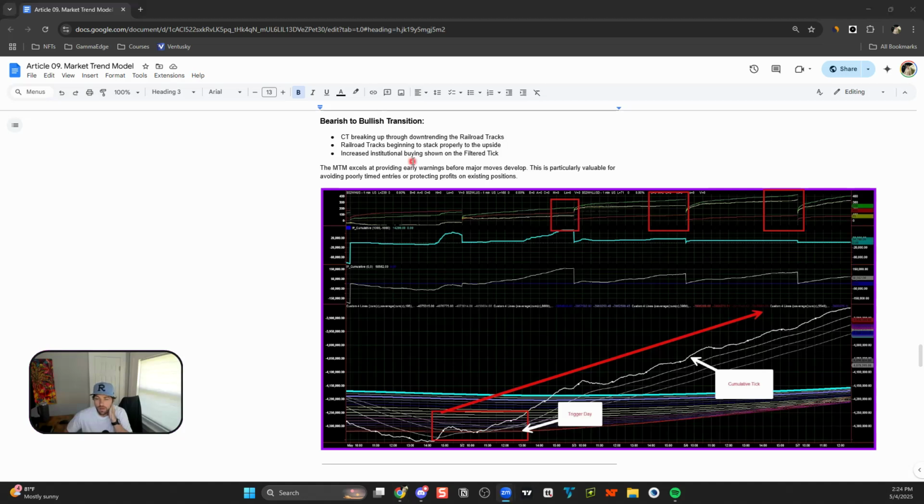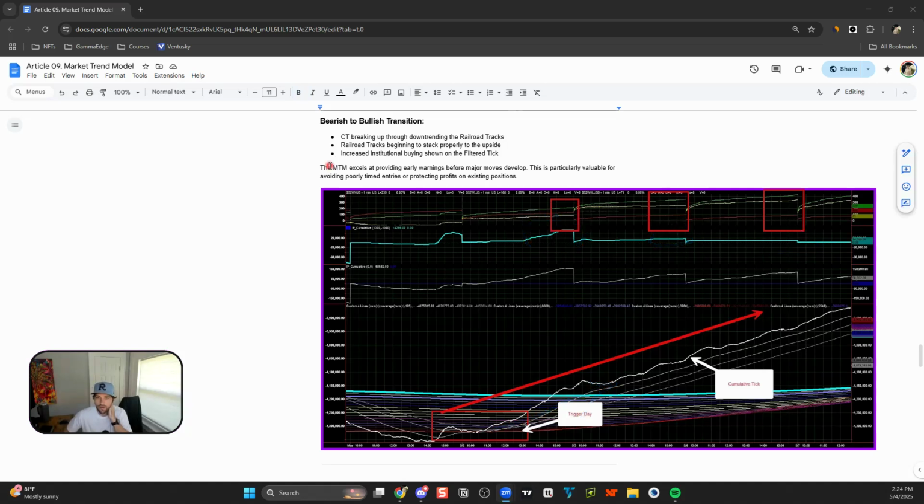And then again, showing a bearish to bullish transition. Here we can see that we were trending lower, railroad tracks lower, and then we got our change, we call it a trigger day, or a reversal of the trend. Started seeing that linear up day where the market trend model, the cumulative tick, was trending higher. We started to see the expansion of the railroad tracks, started to see large filtered tick buying. So all of this was constructive to see.